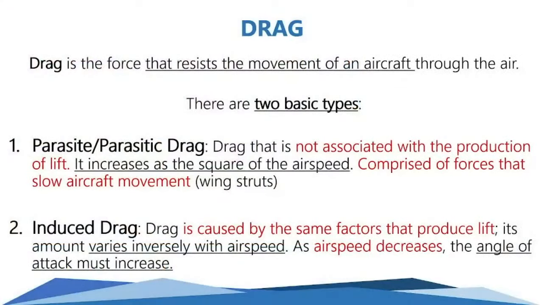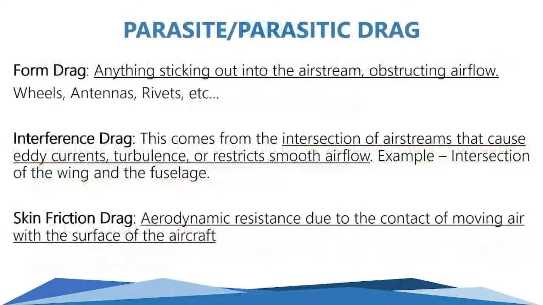Now, the other thing is that parasitic drag is actually broken into three subtypes of drag as well. The three parts are form drag, interference drag, and skin friction drag. Form drag is pretty easy. It's really anything that sticks out into the airstream that's obstructing the airflow. Wheels, antennas, rivets, anything else that you can possibly think of that is creating any type of drag. The interference drag is going to come from the intersection of the airstreams that cause eddy currents, turbulence, or restricts smooth airflow.